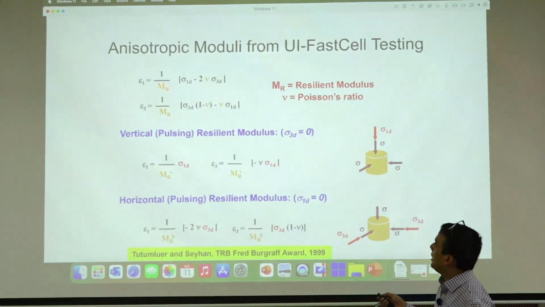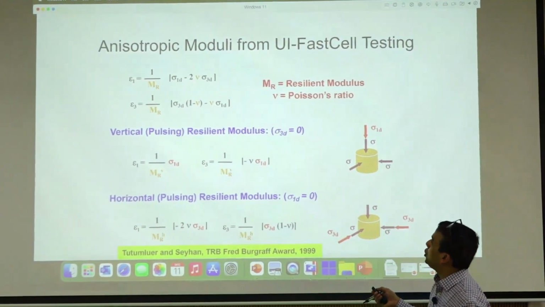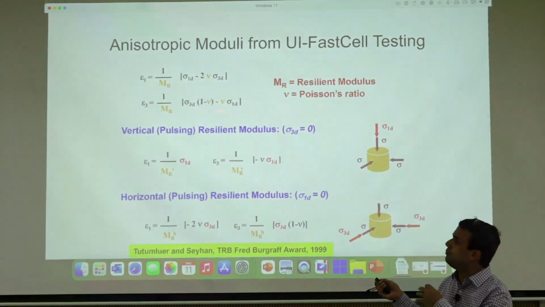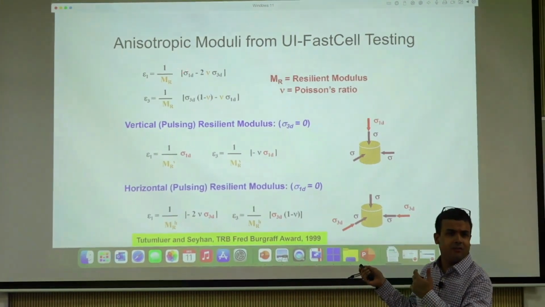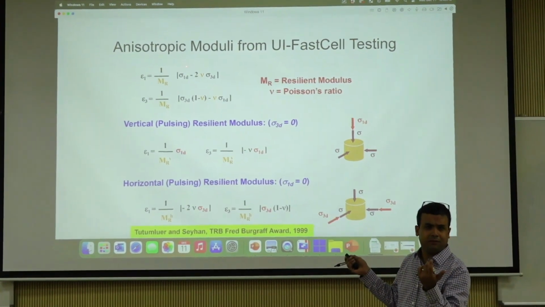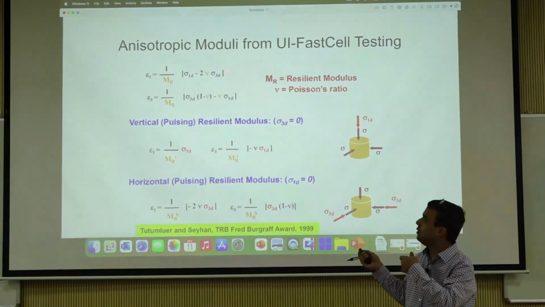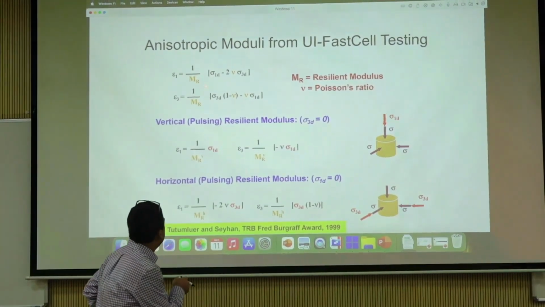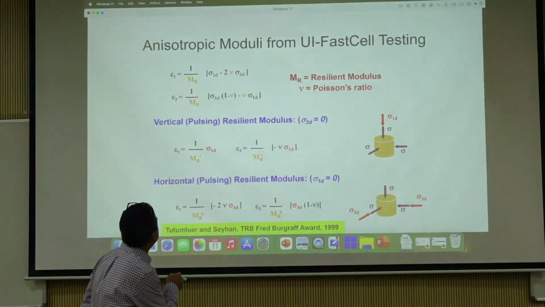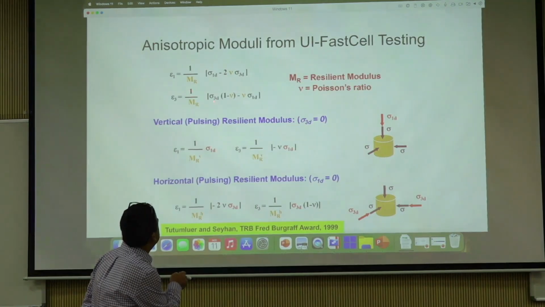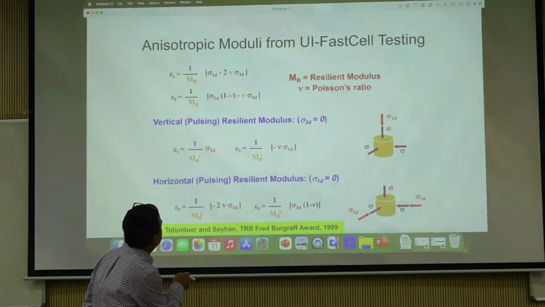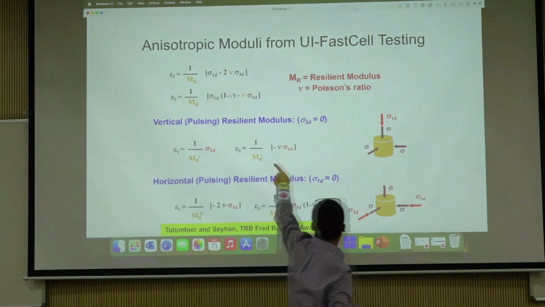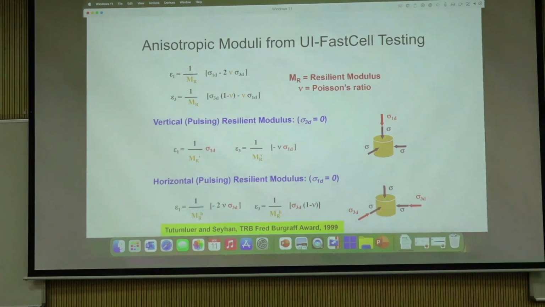Epsilon 1 is 1 over MR times sigma 1d minus 2 times nu times sigma 3d. Do you remember this? What equation, what formula is this called? What law is this? Poisson's effect, but what law is this? Hooke's law. This is Hooke's law, right? This is what you have seen. So when you do vertical, epsilon 3 is 1 over MR times sigma 3d times 1 minus mu minus nu times sigma 1d. Now look, there is a d in both directions, right?